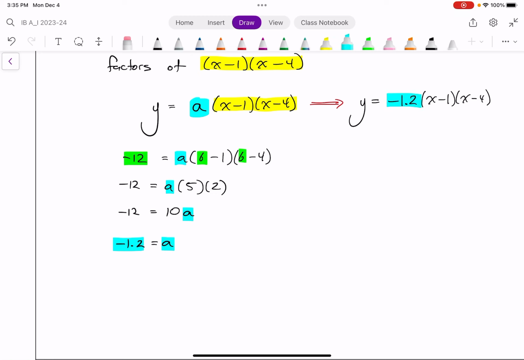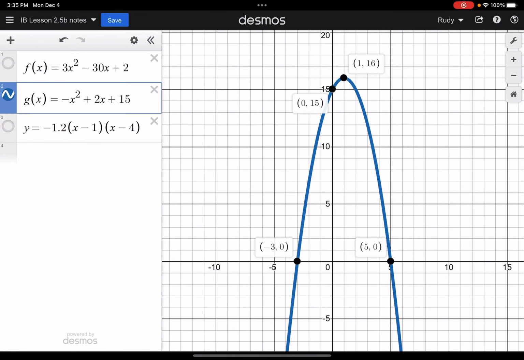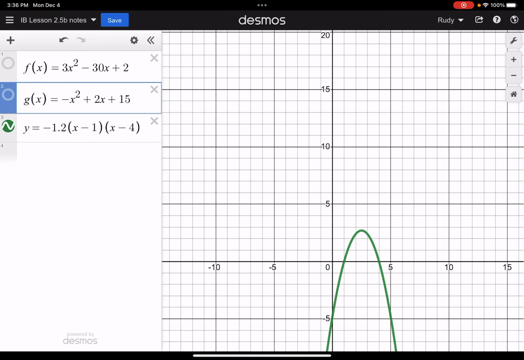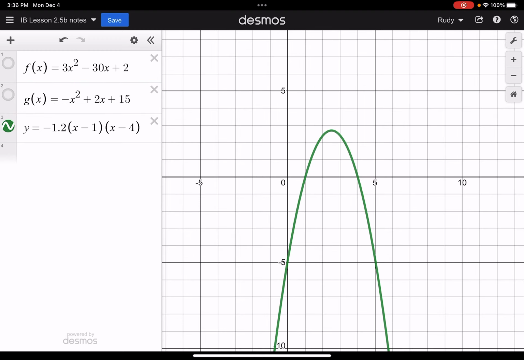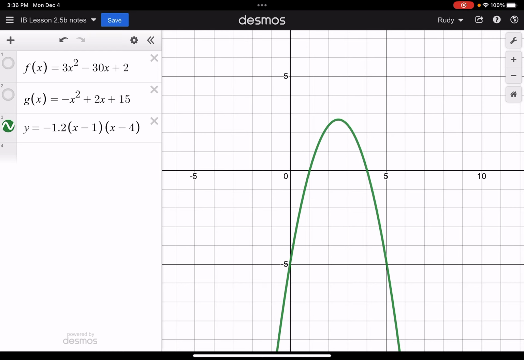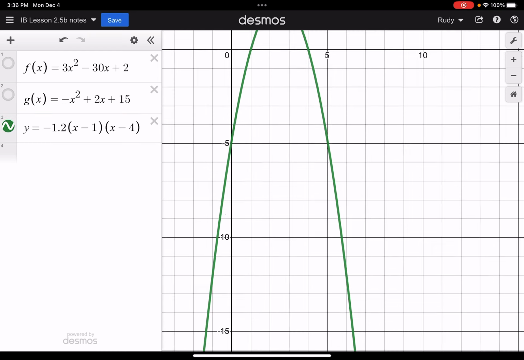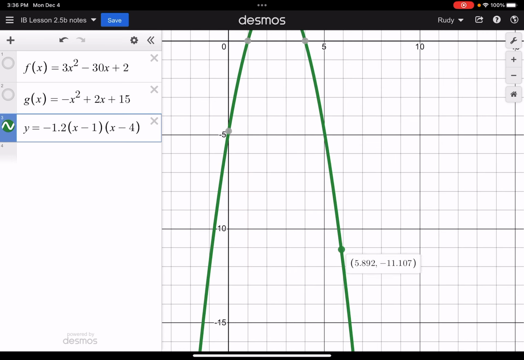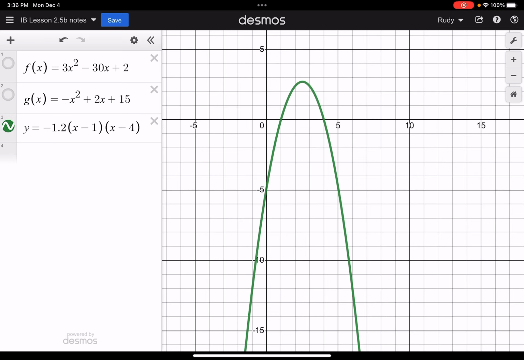Keep in mind, just to confirm, I'll confirm on a graphing device here that that's correct. And so if I go here, let me turn that off and turn this on. So this is the equation that I just figured out. If I kind of look at it, keep in mind, all I was told the x-intercepts, I can see those are right. I was also told it goes through 6 comma negative 12. And if I look at this function here, when x gets to 6, yeah, there we go. That's correct. And so I know my equation is correct.